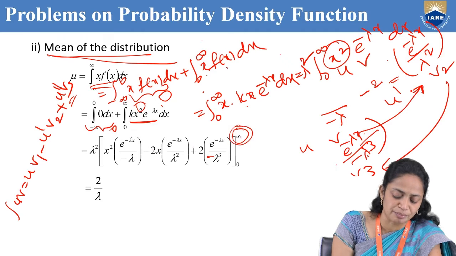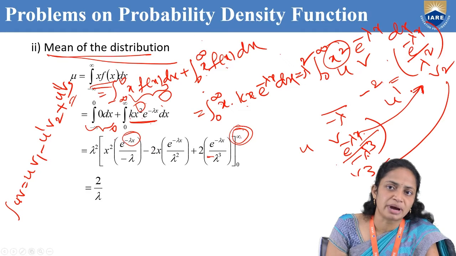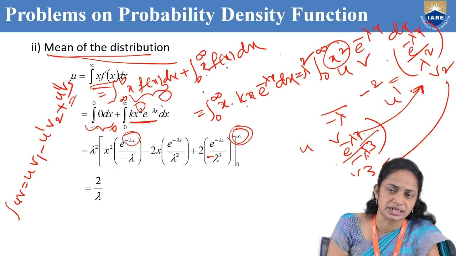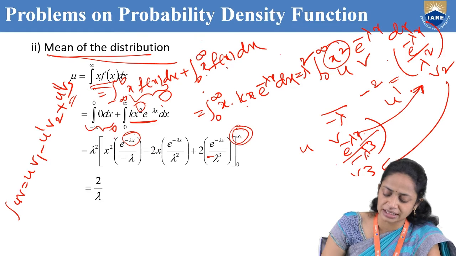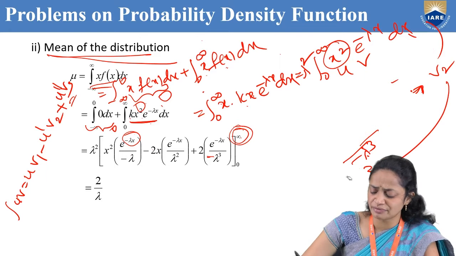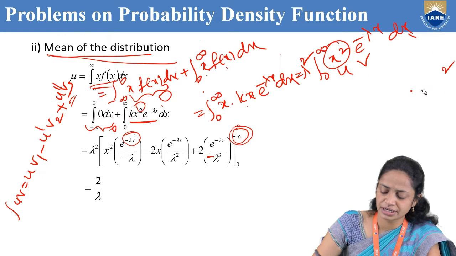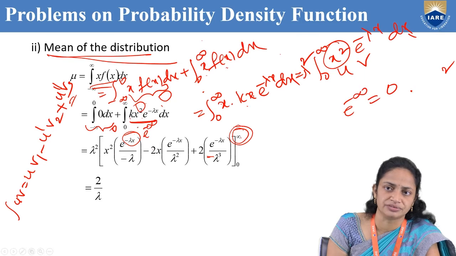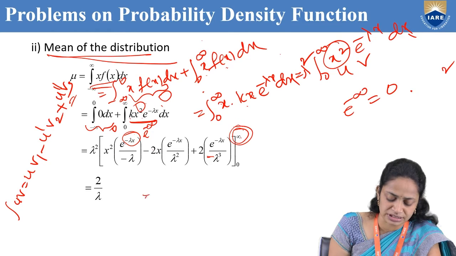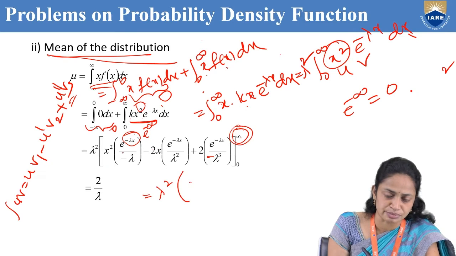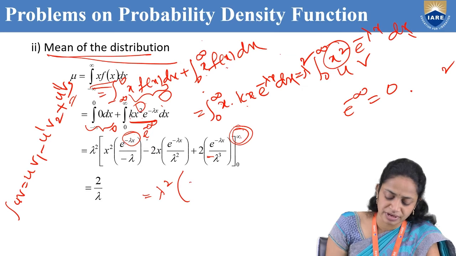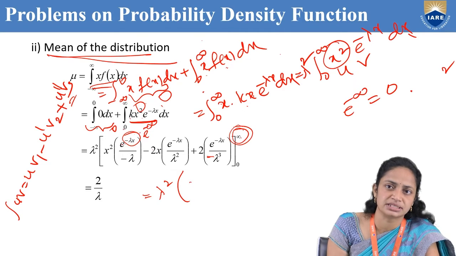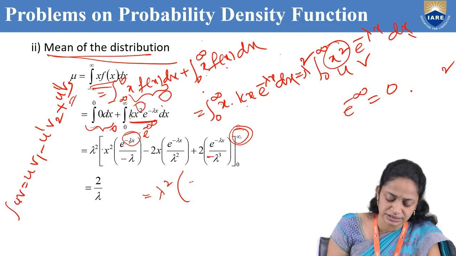Now I am substituting the upper limit in e power minus lambda x, in place of x, that is e power minus infinity. But we know that e power minus infinity is 0. So in the next term, lambda square into the upper limit, here x square is substituted, and the e power becomes e power minus infinity. Since e power minus infinity is 0, 0 into anything is 0.